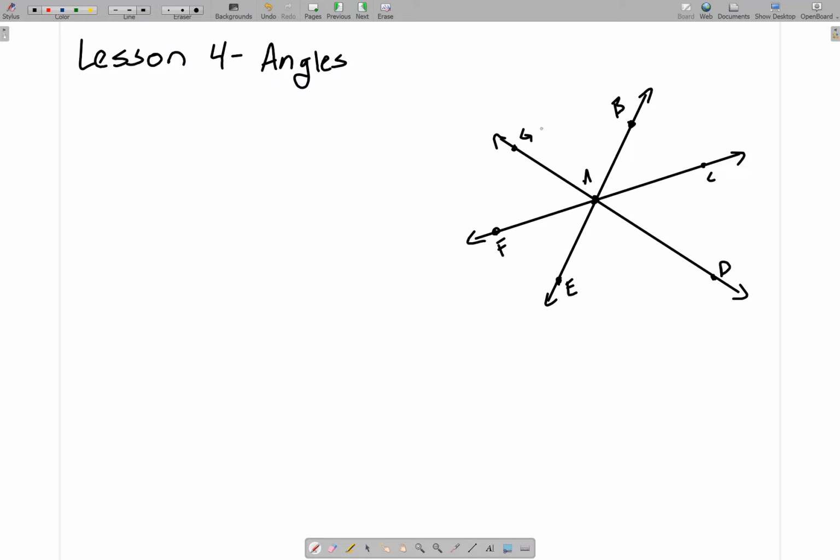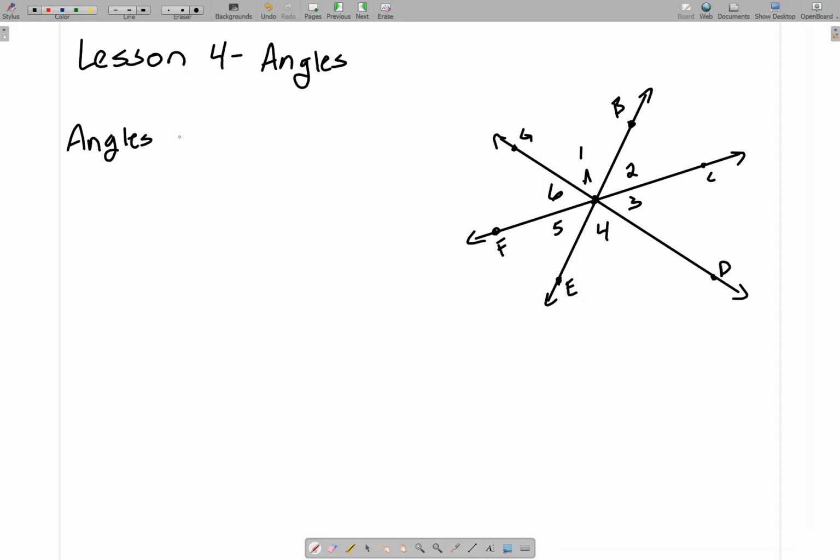I'm also going to number these angles. So this first one up here I'm going to call angle 1. This is angle 2, angle 3, 4, 5, and 6. Alright, so now there's a few different ways that you can name your angles. So that's the first thing that we're going to talk about.